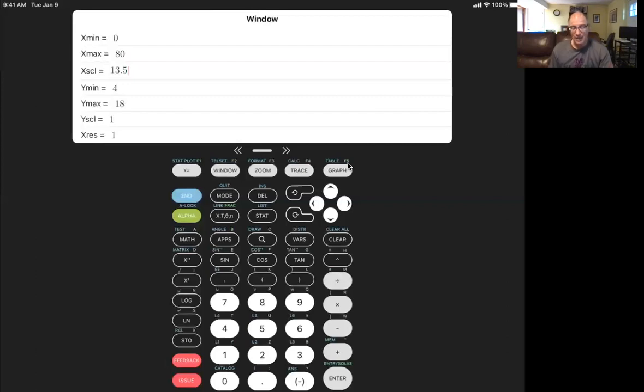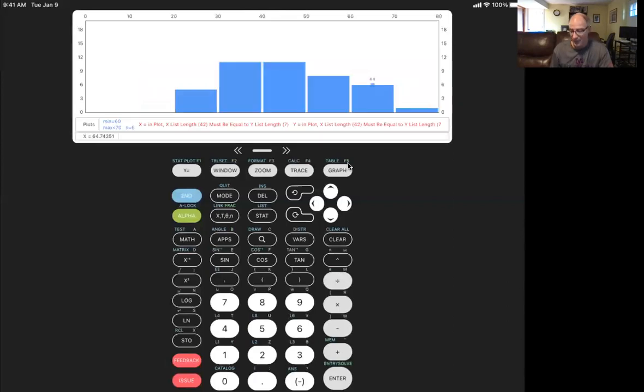The X scale. So what happens with the X scale? The X scale is how wide each bin is. I'm going to clear that out, and I'm going to put a 10 there. And I'm going to set my Y min to 0, just so I can see more of the graph, and I'm going to put the Y max to, let's say, 20. I can't imagine it'll be higher than that. I'm going to go back to that graph, and this is a much better picture to look at.